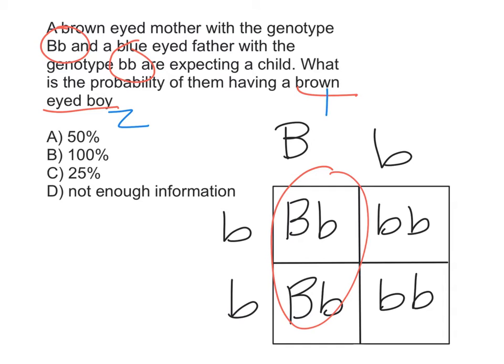It might be tempting at this point to say that the answer is A, 50%, since 50% of their offspring would have brown eyes. But remember that the question didn't ask for the probability of having a brown-eyed child. It asked for the probability of having a brown-eyed boy. So before you can answer the question, you have to solve the second part.